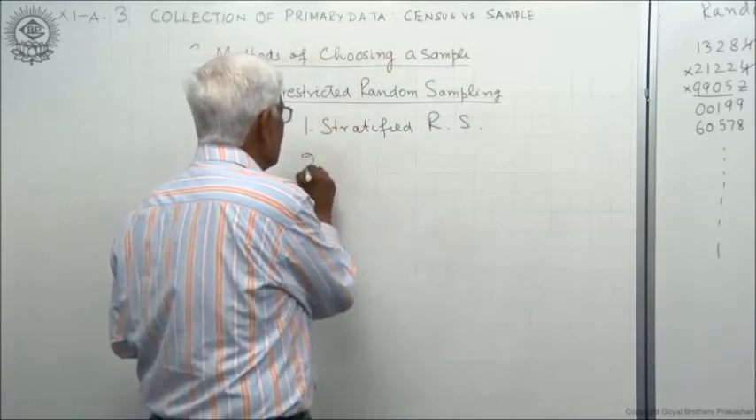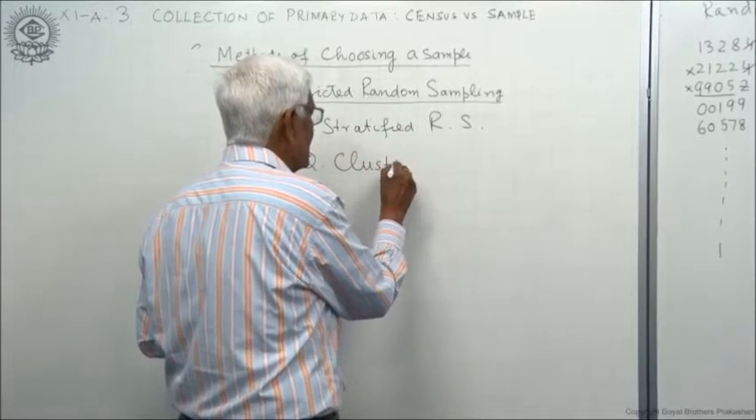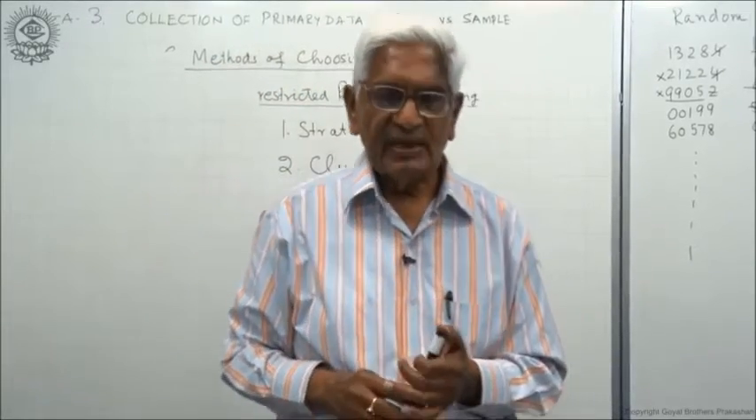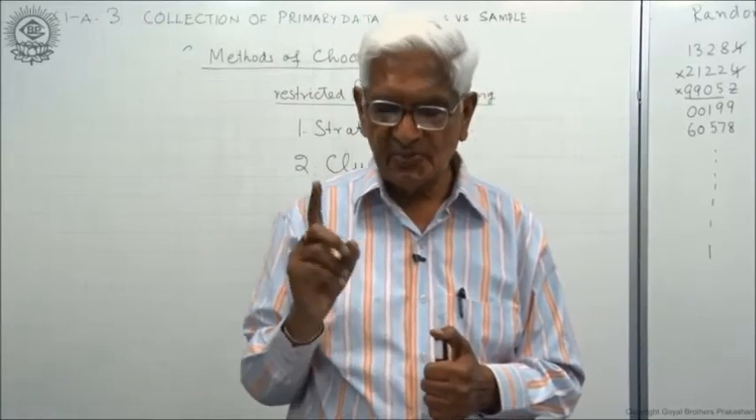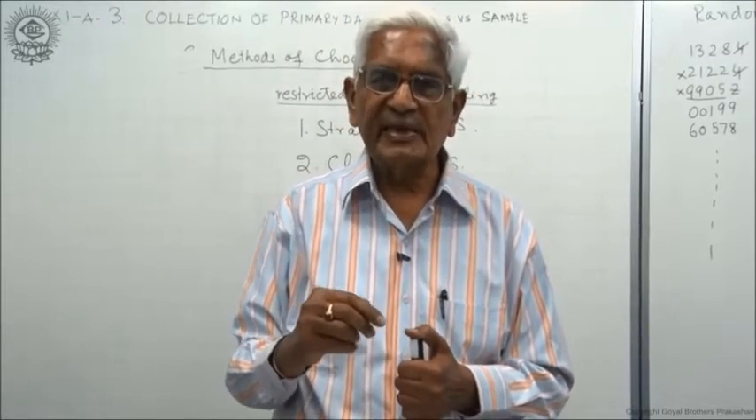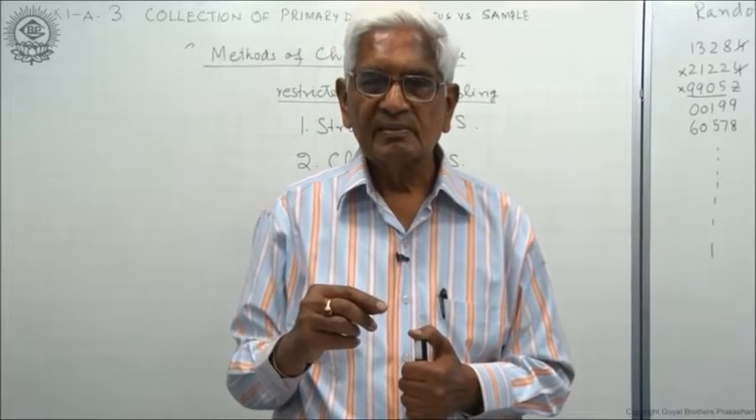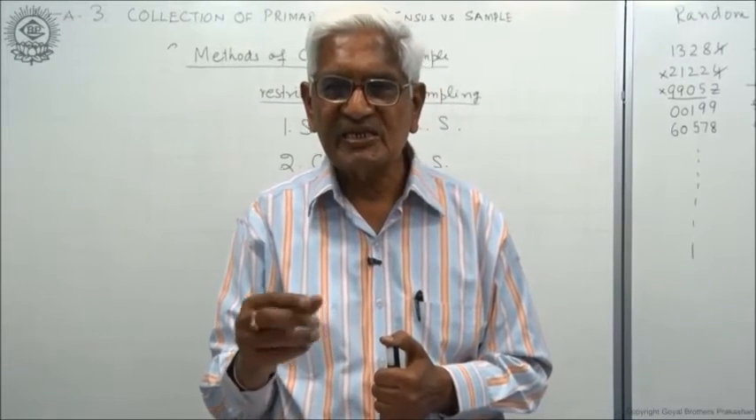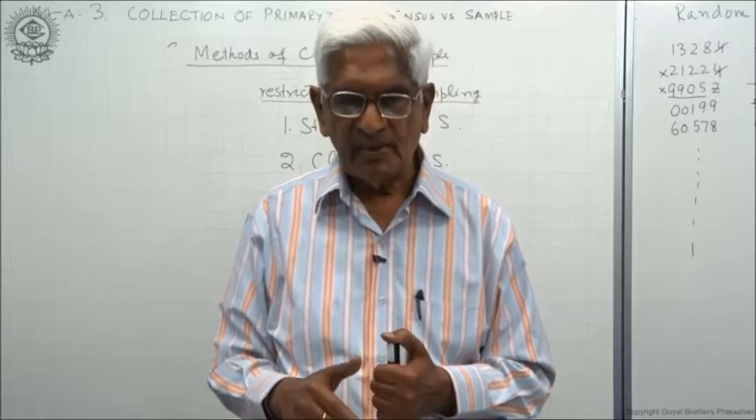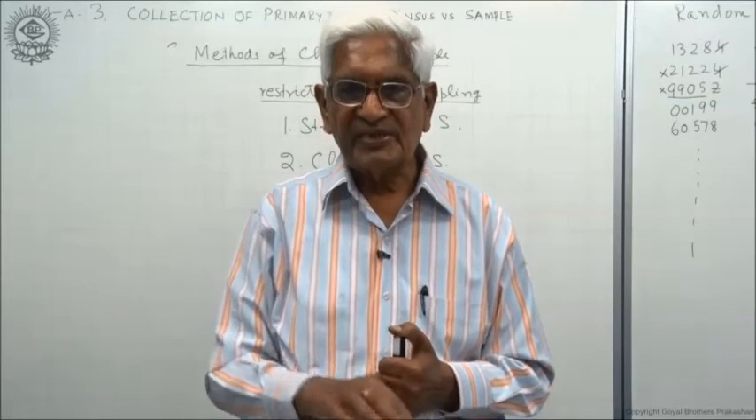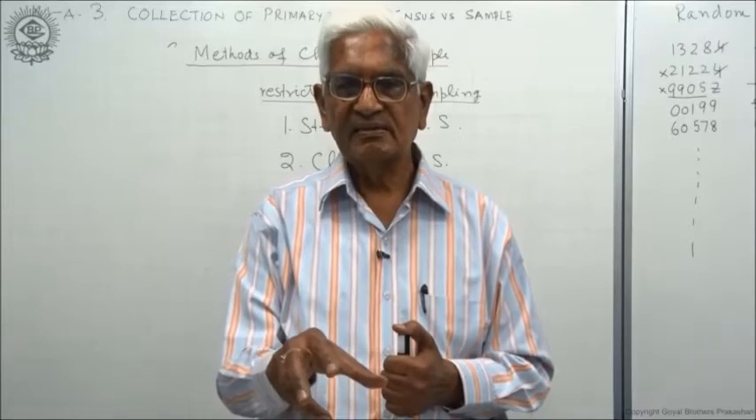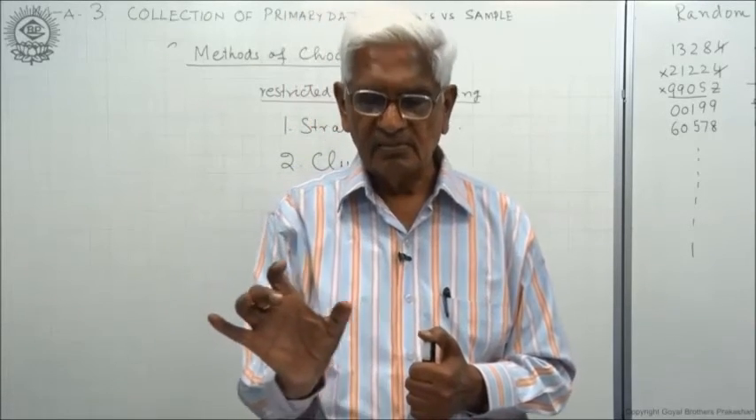Then we come to the second, cluster random sampling. Cluster also means groups. Strata also means groups. But a different name is given because the method of selection is slightly different as compared to stratified. In this also, first step, subdivide population universe into clusters or groups.